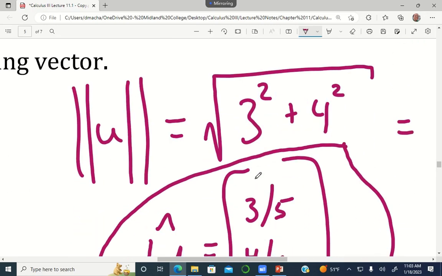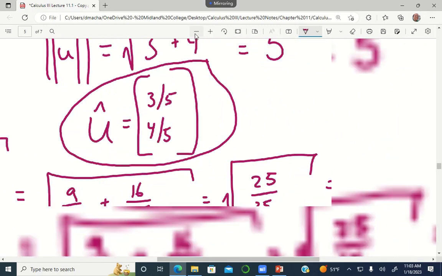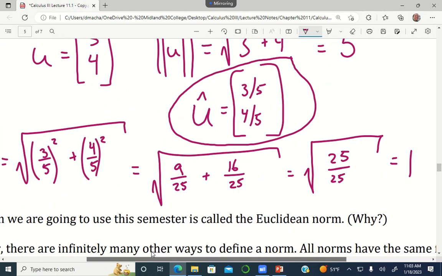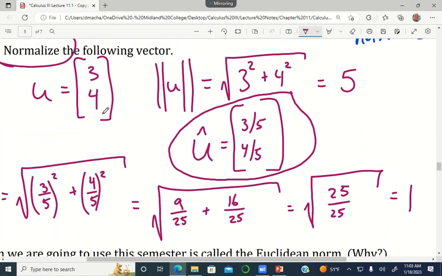And so our example was, I gave you this vector u, where u is the vector 3, 4, and then we found the norm of u ended up being 5, and so u hat, my normalized vector, was then 3/5, 4/5. Does that make sense?